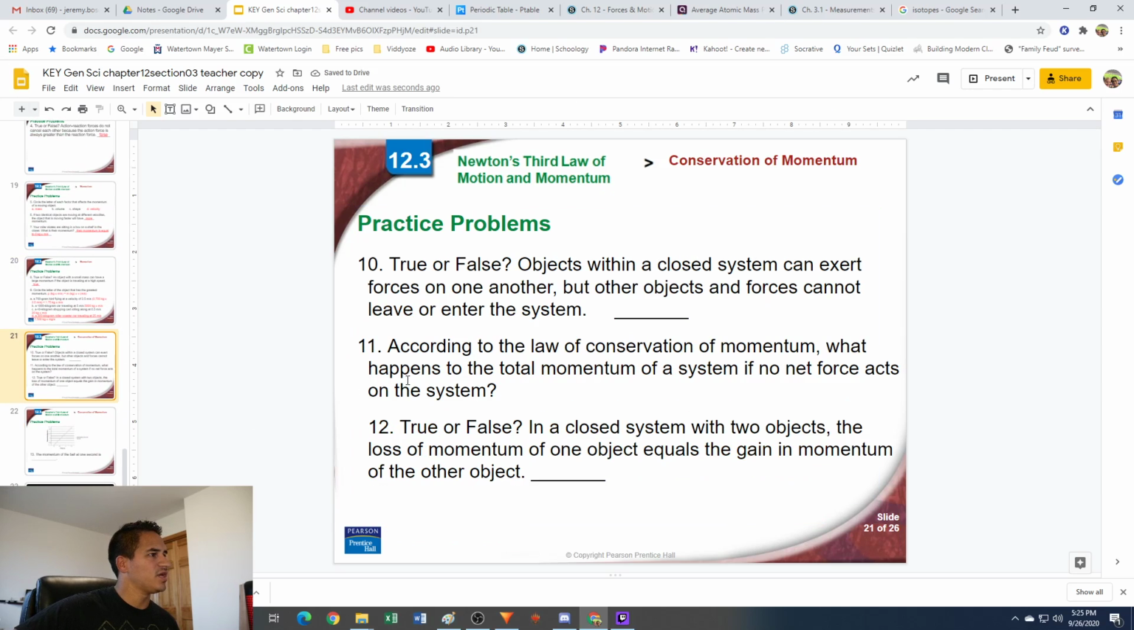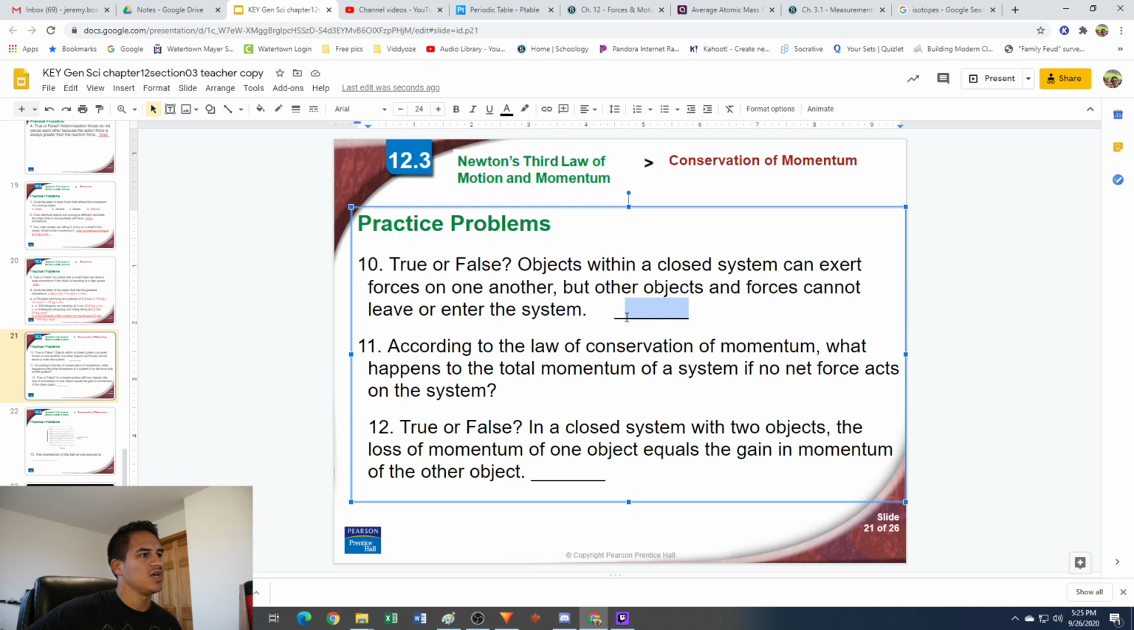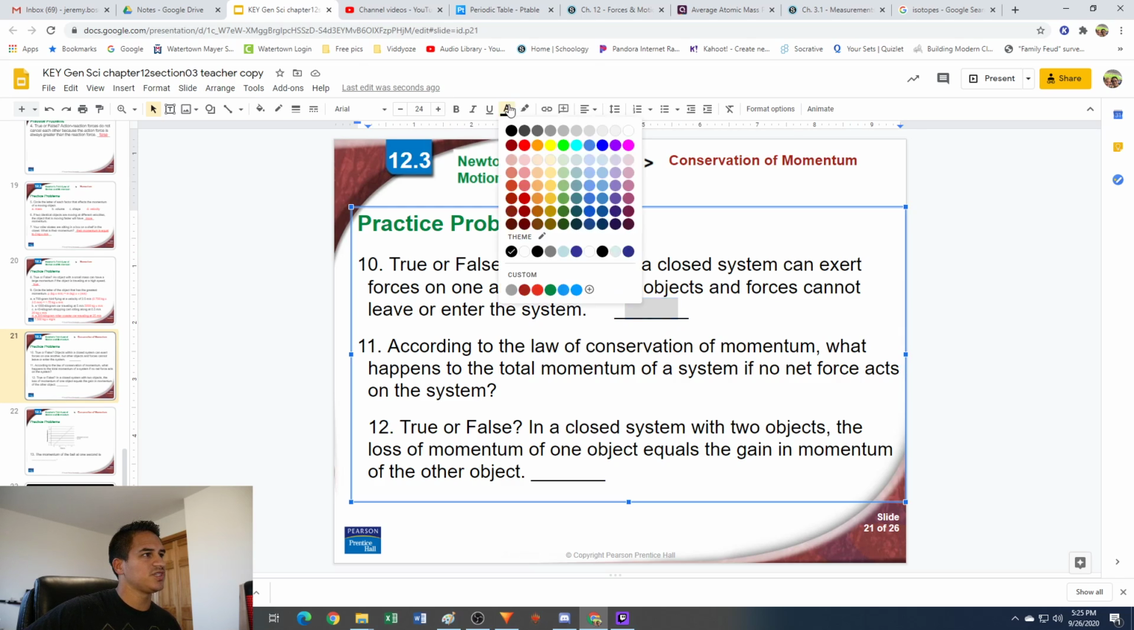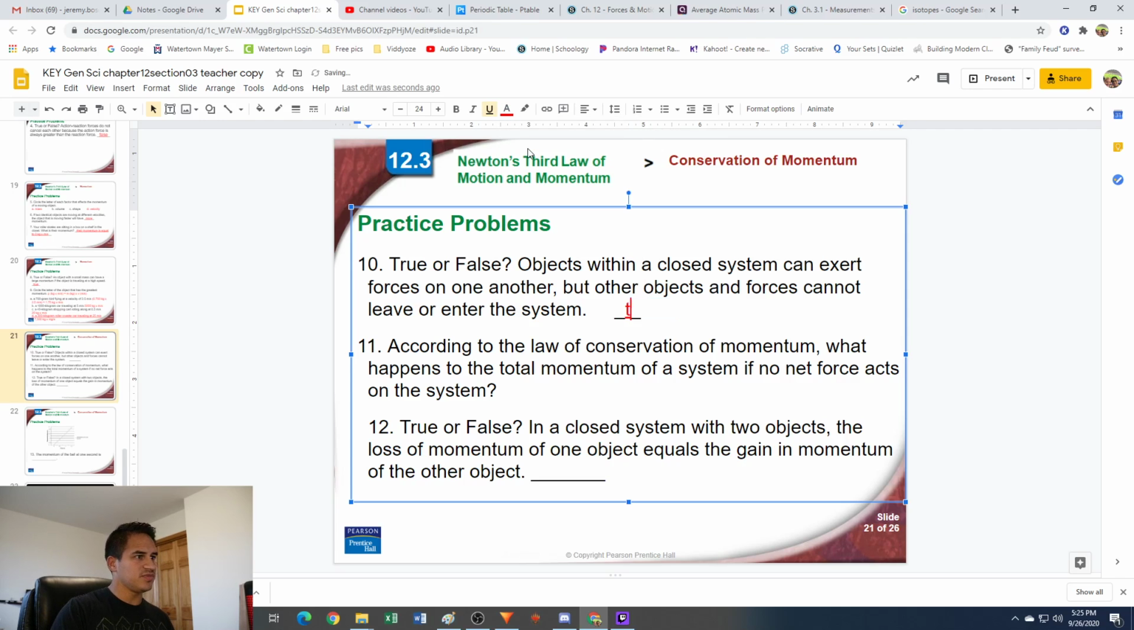All right, number 10, true or false. Objects within a closed system can exert forces on one another, but other objects and forces cannot leave or enter the system. This is true. A closed system means that everything inside the system can interact with each other, but things outside the system cannot interact with them inside. So that's true.